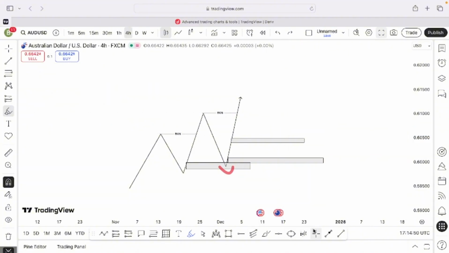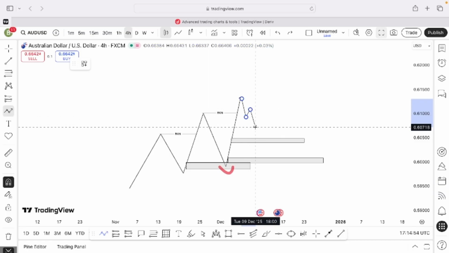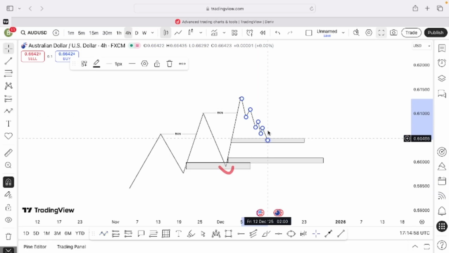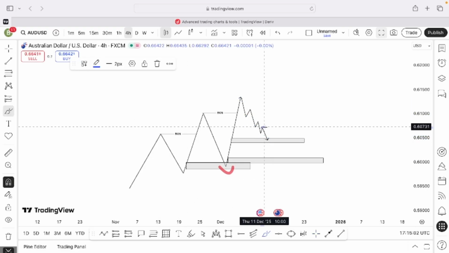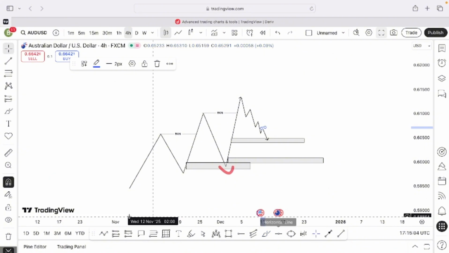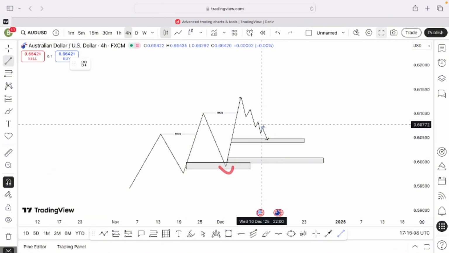So the confirmation entry comes in with market structure. We push down internally. So this is internal market structure. Pushing down, we tap into this area here, and then what you're going to wait for is for the market to take out this high point here. After we take out that high point, that is when you can establish a change of character. Then that is when you can place your confirmation entry.